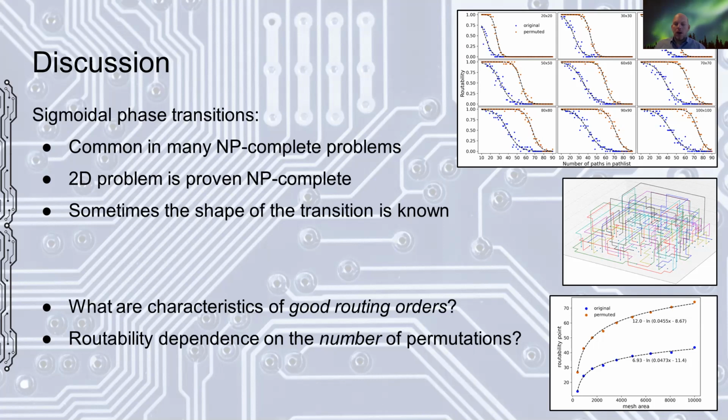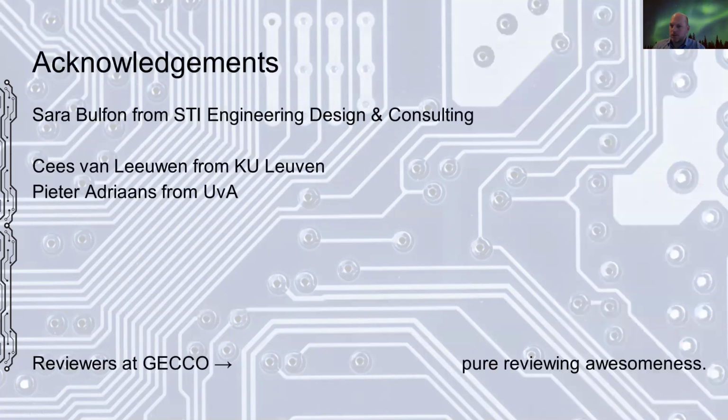Second, of course, our 73% depends on the number of permutations, in our case 200. What if we do more? We are likely to obtain higher results. If we do fewer, we are likely to obtain lower results. And what is the exact influence of the number of permutations on the routability? We still need to find out.